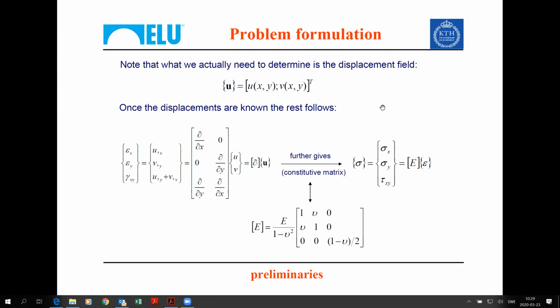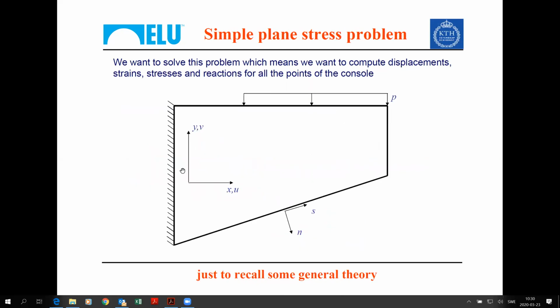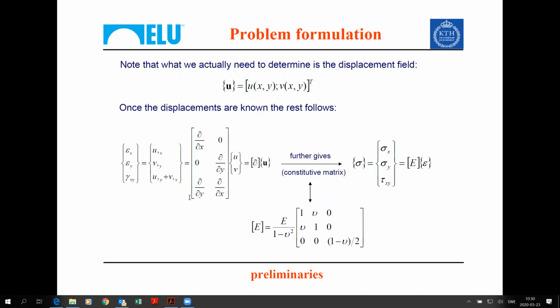Now, what we should realize here is that if we want a complete solution for this problem, what we need to determine is the displacement field. So the two components of the displacement vector u, which is u, of course, a function of x and y, and v, also a function of x and y. Why is that?